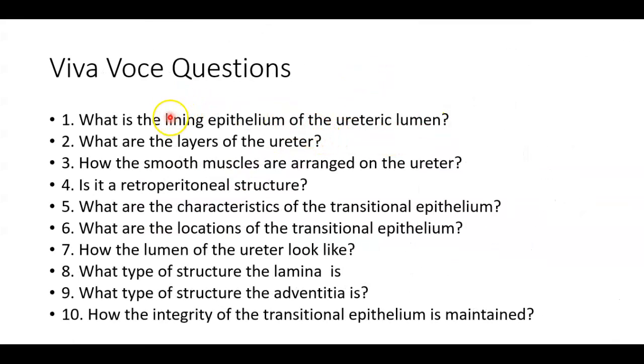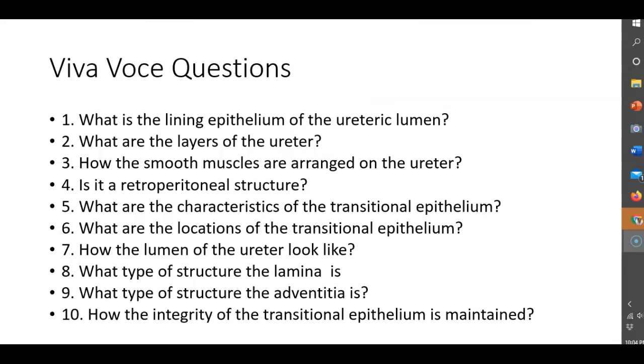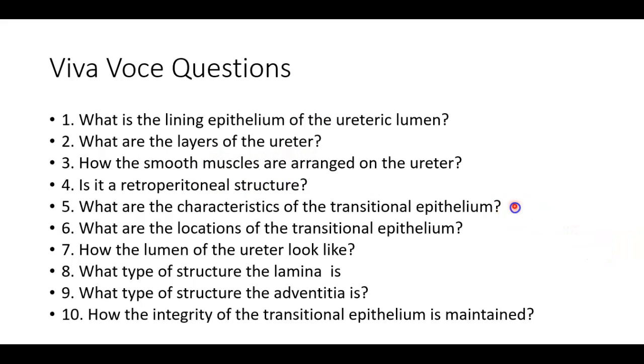Okay. Now we'll find out some viva voce questions for our exam. So like that, the viva questions. Number one, what is the lining epithelium of the ureteric lumen? Answer should be transitional epithelium.